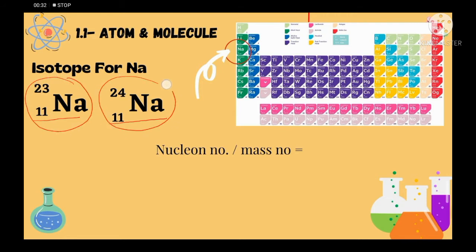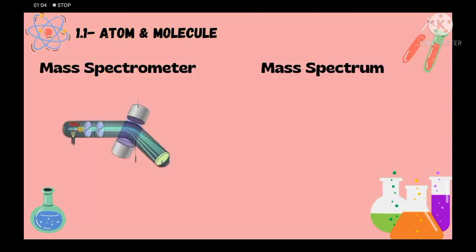Alright, so these isotopes have different mass. The mass for the first isotope is 23, and the mass for the second isotope is 24. But if you look at the periodic table, this is the sodium atom. The mass given in the periodic table is 22.99 actually. But where does this value come from, if Na has a lot of isotopes? To answer this question, we need to look at the mass spectrometer.